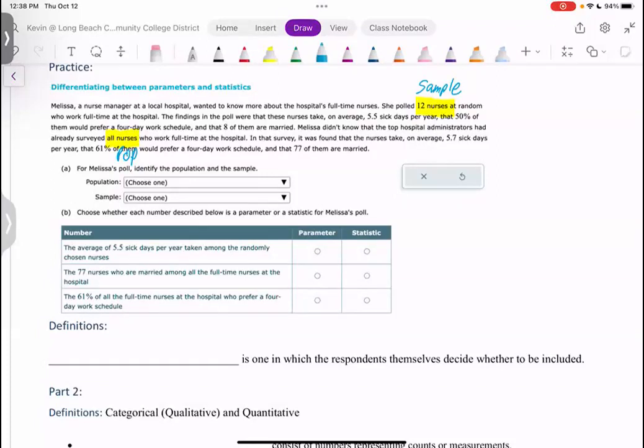So in ALEKS, for part A, where it says choose one for both, those are both drop-down menus. So you just click on those. The population is going to be for all nurses, and the sample is going to be just for the 12 that Melissa polled.